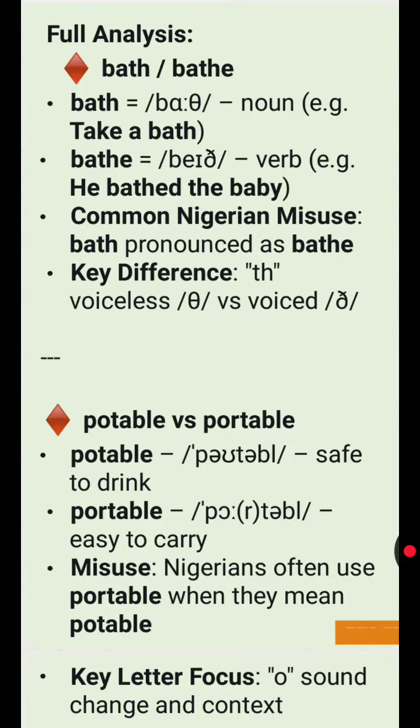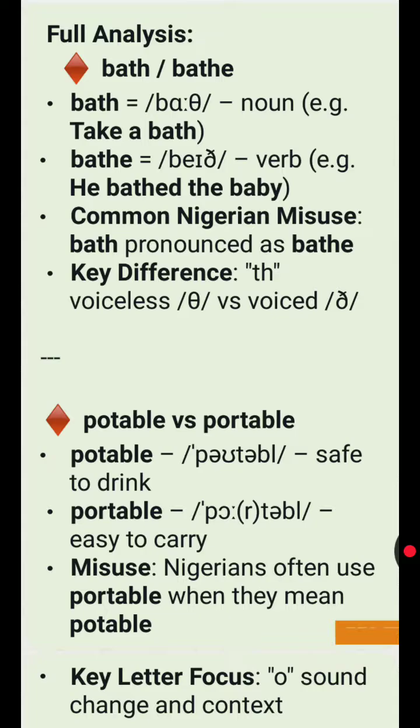Bathe is a verb. Example: he bathed the baby. Common Nigerian misuse: most Nigerians misplace or combine the two words in their pronunciations, especially when they want to pronounce bath. They call it bathe. It's wrong. Bath pronounced as bathe is wrong.